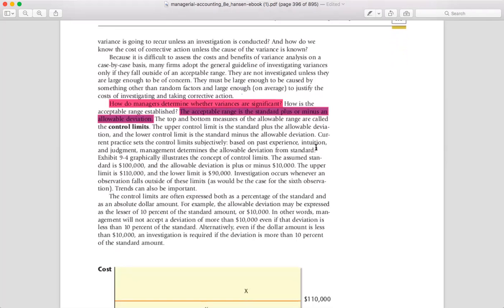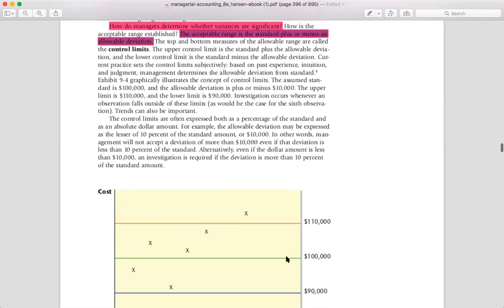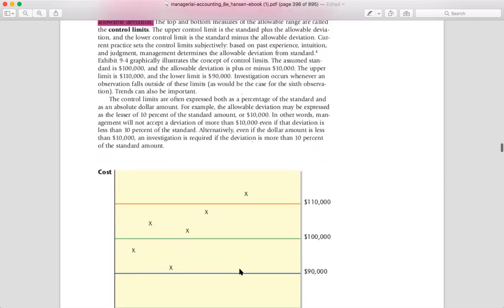For example, like this, the standard is 100,000, right? The allowable deviation is plus 10,000 and minus 10,000. So the upper limit is 110,000 and the lower limit is 90,000. So investigation will occur whenever an observation falls outside of this limit. So if something falls outside of the limit, the investigation will occur.